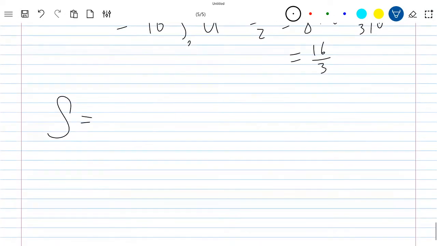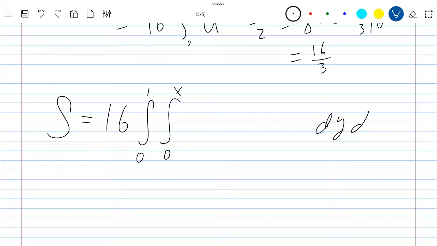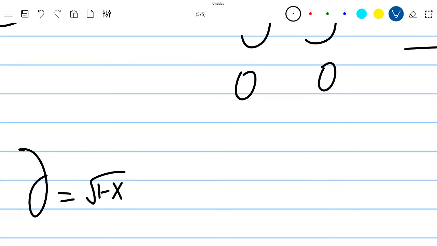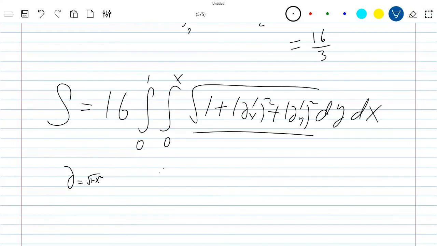So if you remember, there were 16 pieces, 8 on top, 8 at bottom, and this is still from that. Remember, it's 0 to 1, 0 to x, and this is dy and dx, right? But this is not z anymore. What is that? It's the square root of 1 plus z prime x squared plus z prime y squared. And what is z? Okay, so just plugging this z into that function, and then we're done, right? Oh, of course, we have to integrate.